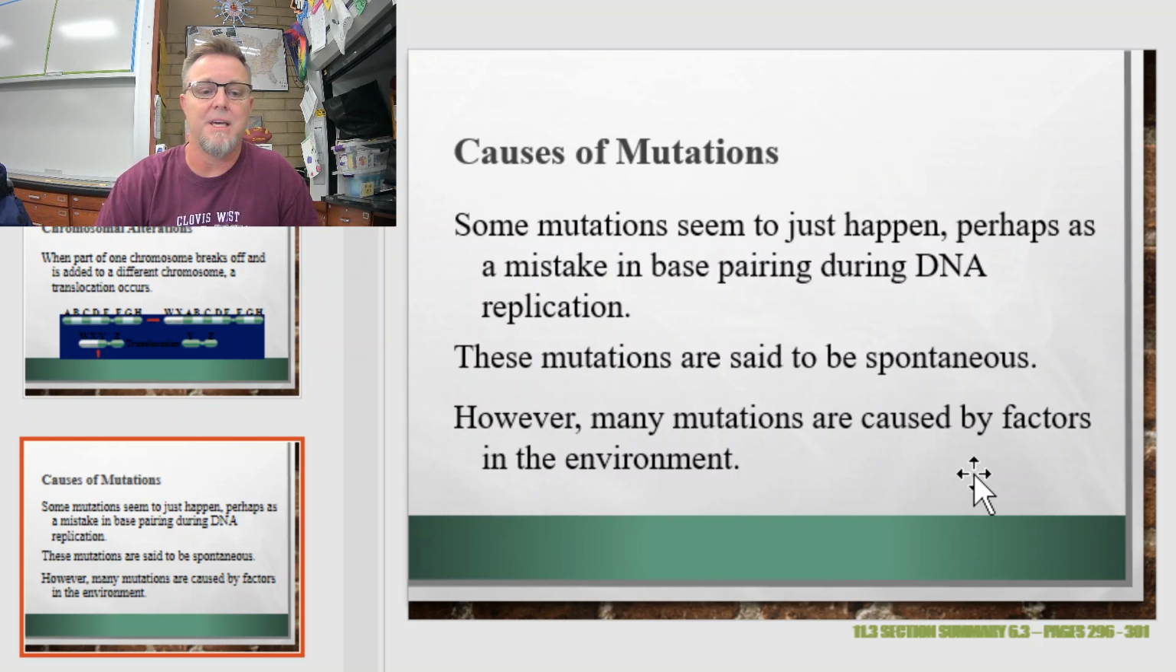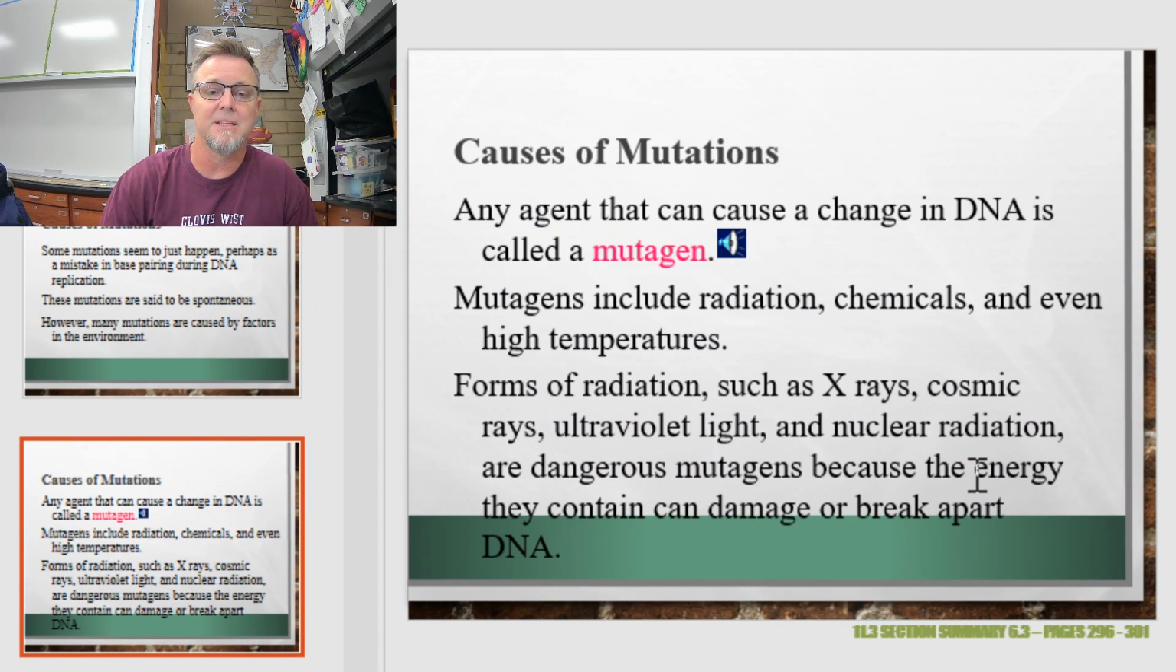Remember that some mutations just happen, perhaps by mistake, pairing DNA during replication. If that's the case, those mutations are considered spontaneous. Other mutations are caused by factors in the environment. Those things that I mentioned a while ago, mutagens. If you didn't write it down then, now's your chance. So a mutagen is any agent that can change your DNA. It could be radiation, chemicals, even high temperatures. There's a wide variety of different things that can damage your DNA.